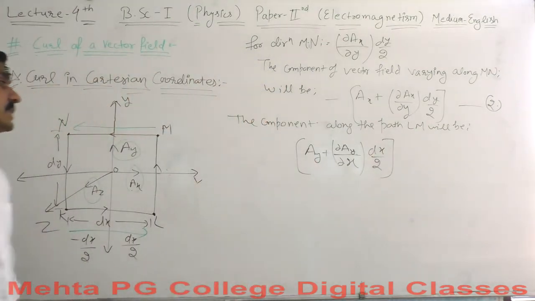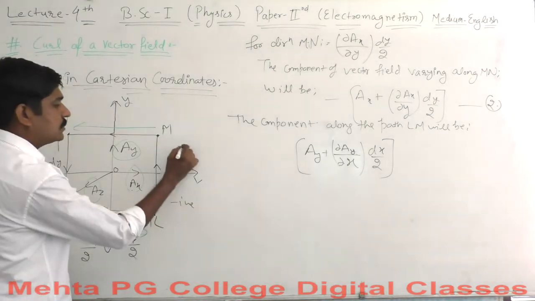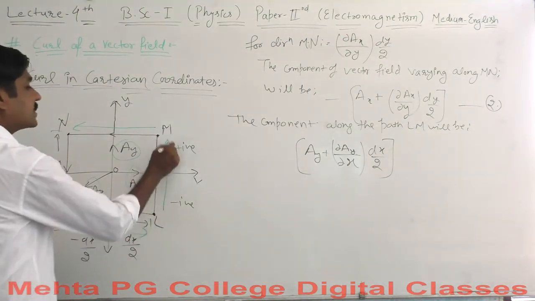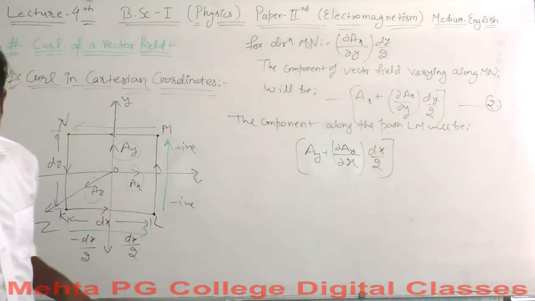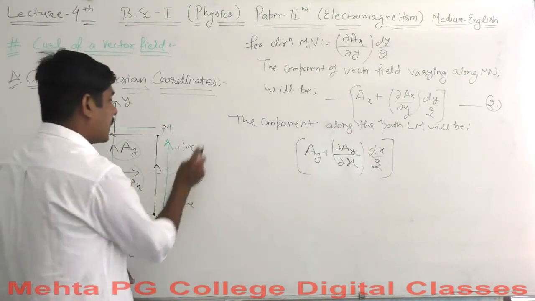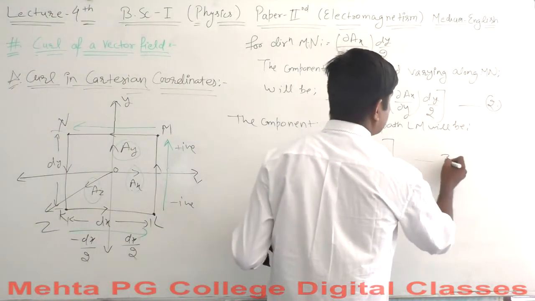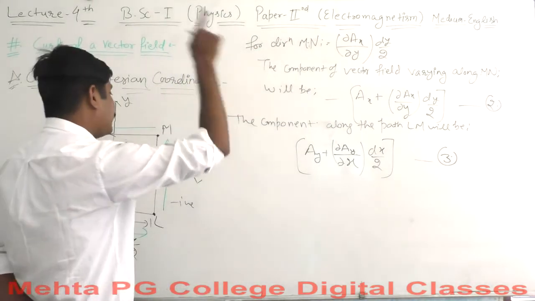The flow is from which direction to which? The flow is from negative y direction to positive y direction. You can mark it here, from negative y direction to positive y direction. This is flowing from negative direction to positive direction. This is equation 3. This will be positive here. So the component along path LM we have found out.